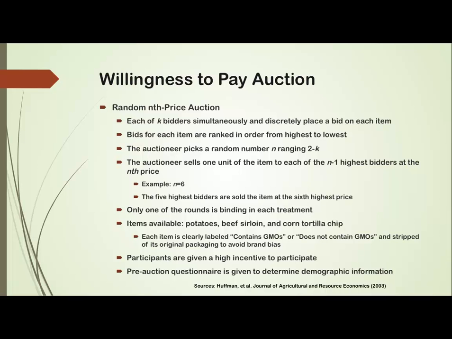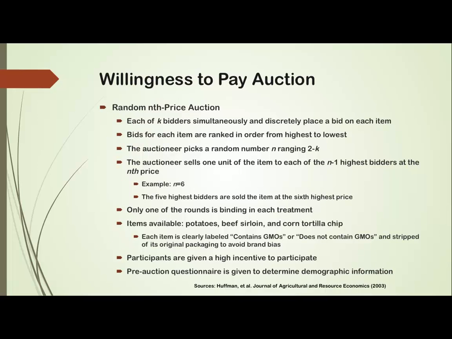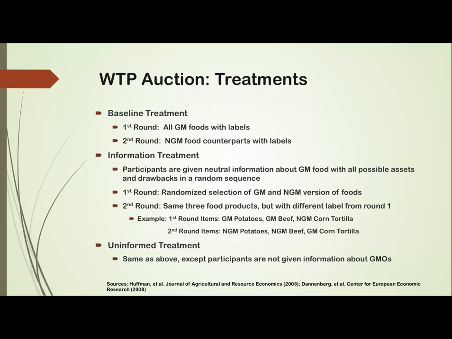Items available are, again, potatoes, beef sirloin, and corn tortilla chips. Each item is clearly labeled as containing GMOs or not containing GMOs, and stripped of its original packaging to avoid brand bias. Participants are given a high incentive to participate, and a pre-auction questionnaire is given to determine that valuable demographic information I was talking about before. The reason for the high incentive is we want to make sure that the people with high opportunity costs show up.